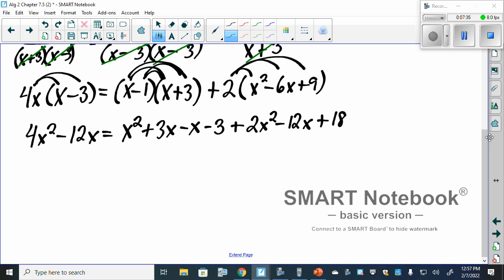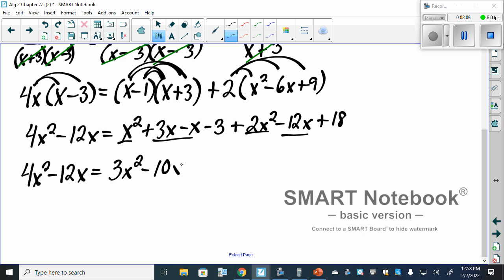Now, at this point, we can combine like terms. Well, 4x squared minus 12x, there aren't any like terms between those two. But on the other side, we do have x squared and 2x squared, and if we combine those, we get 3x squared. Our next ones are the x's. Well, 3x minus x would be 2x, and 2x minus 12x would be negative 10x. And last but not least, we have negative 3 plus 18, which is 15.